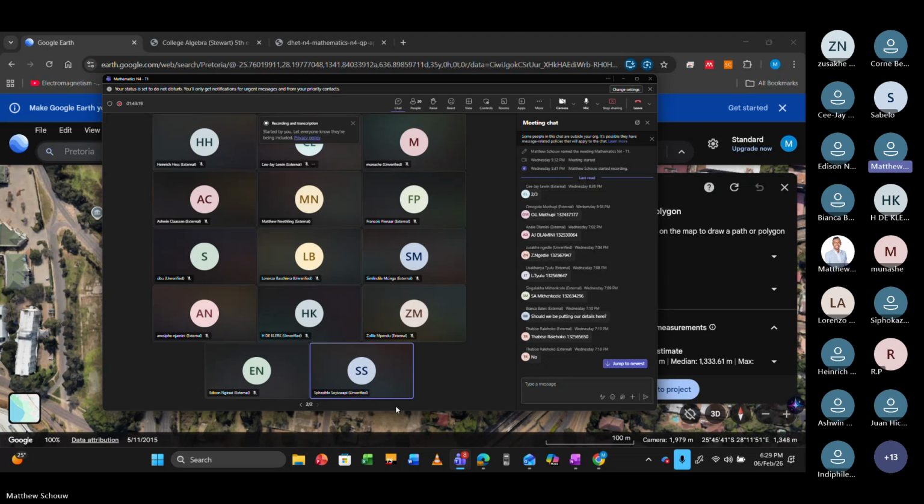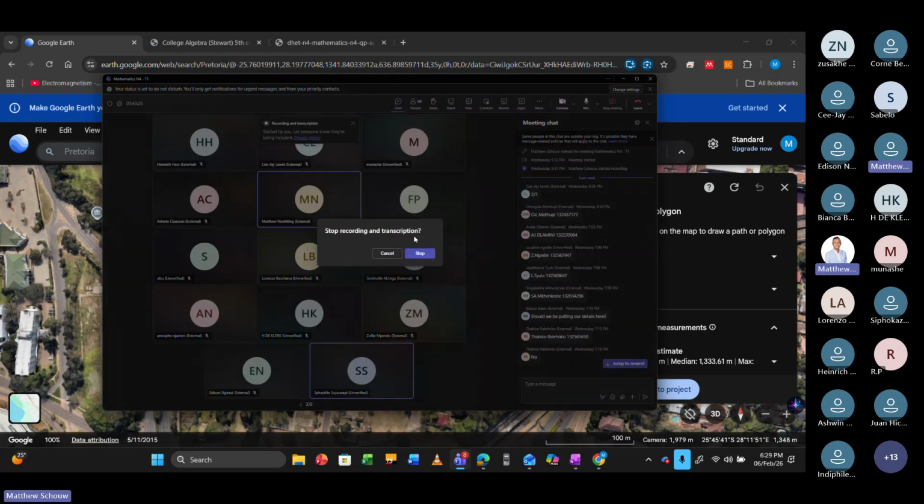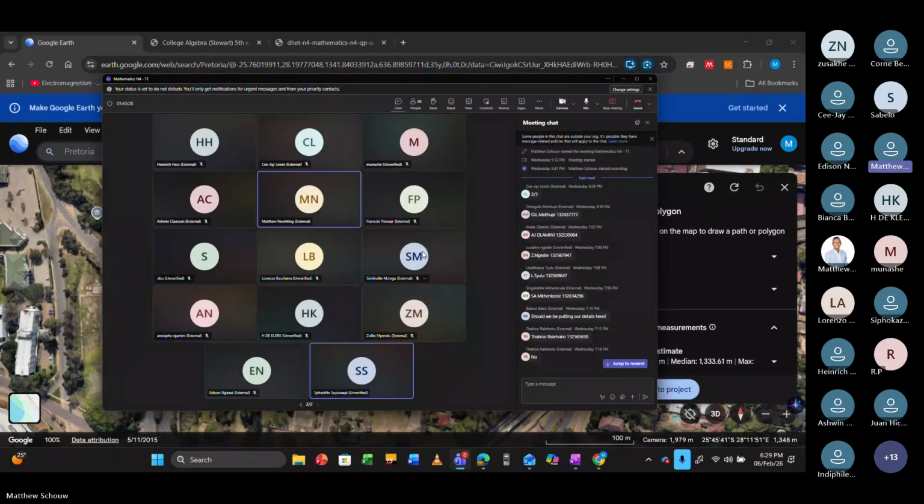Yes, Matthew? Just a quick question. Compared to what we are doing now, the discriminants and all these things, how does it compare?